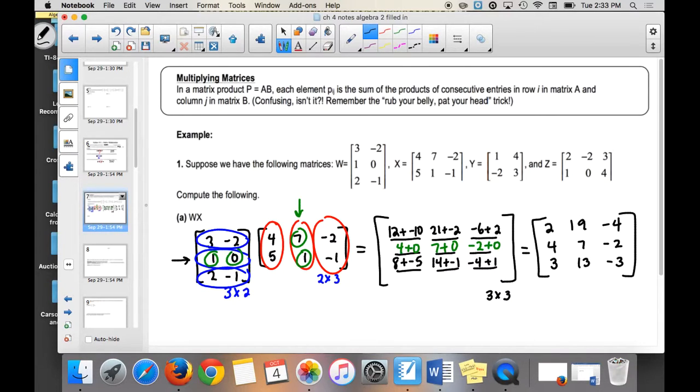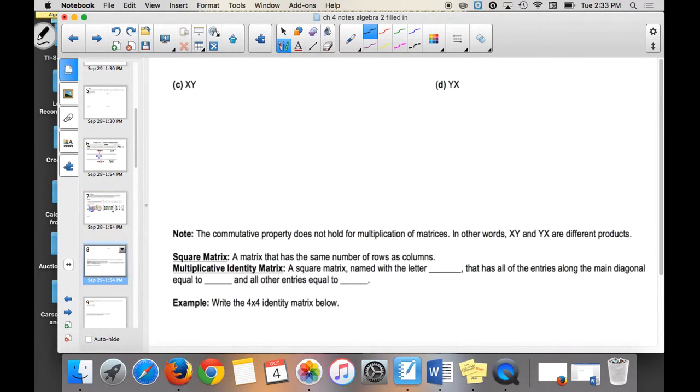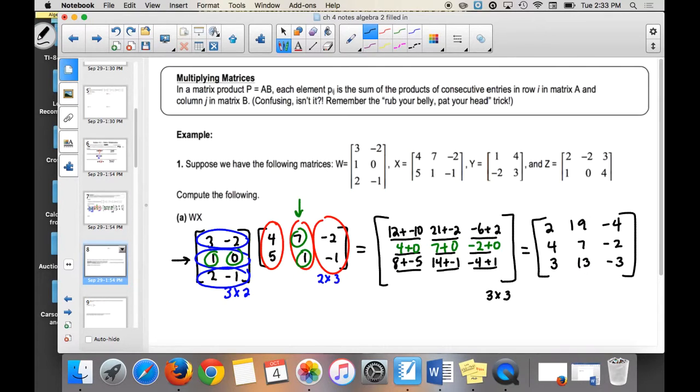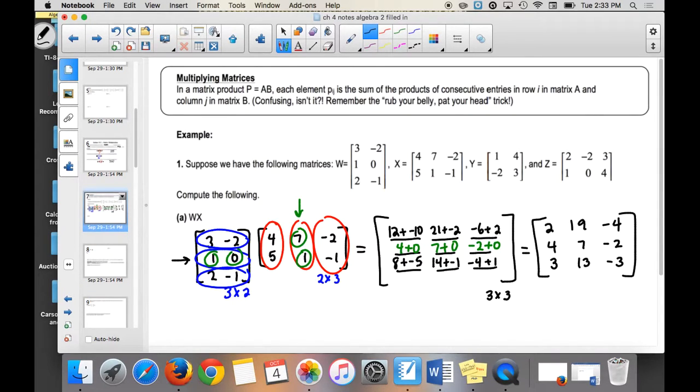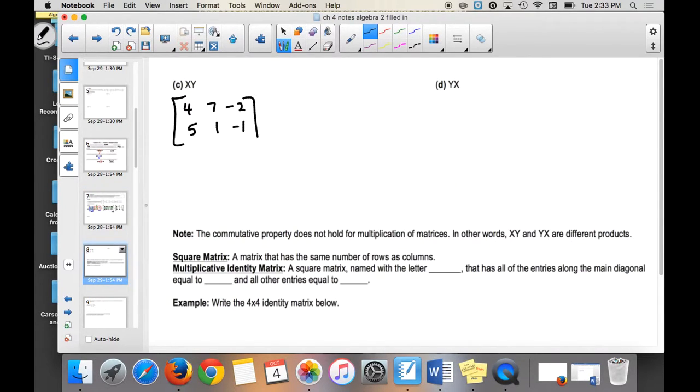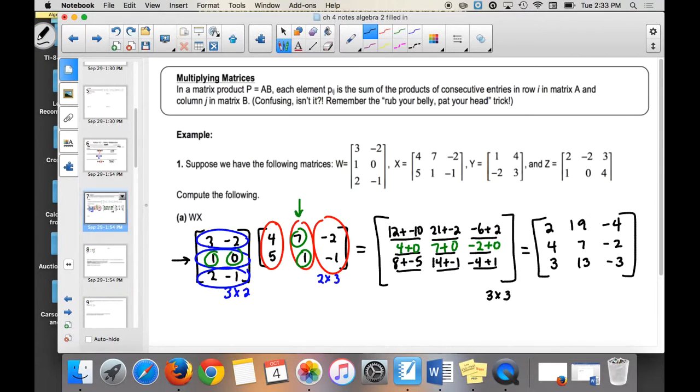It will get easier. This is just the first one that you've done. Would you like to try the second one on your own? Yes. So we have x times y. So x is the matrix 4, 7, negative 2, 5, 1, negative 1. And then y was 1, 4, negative 2, 3.